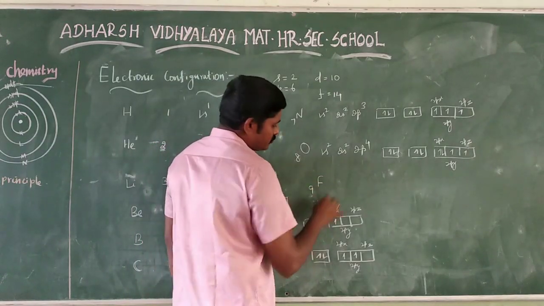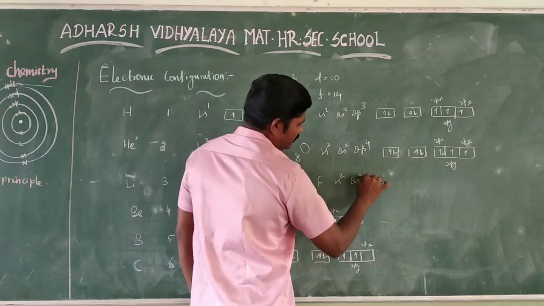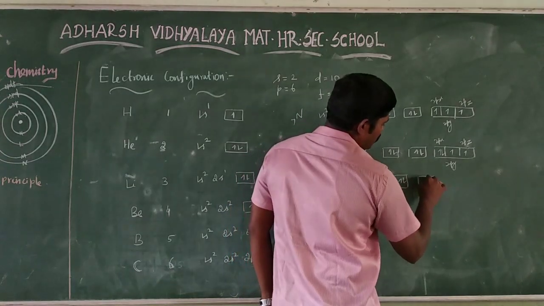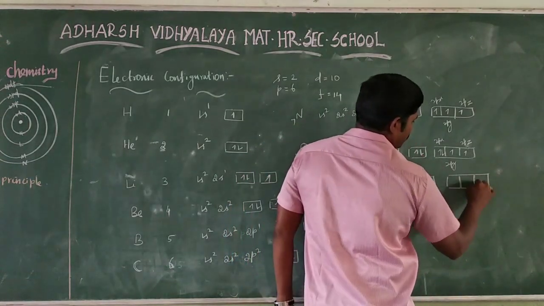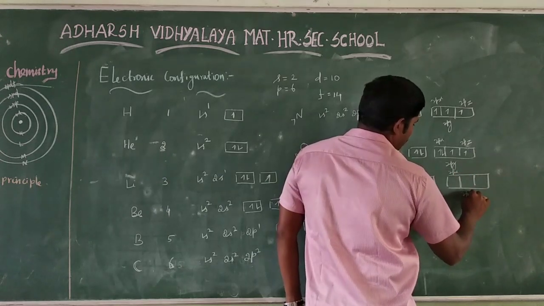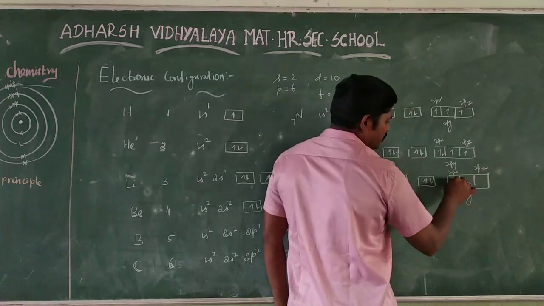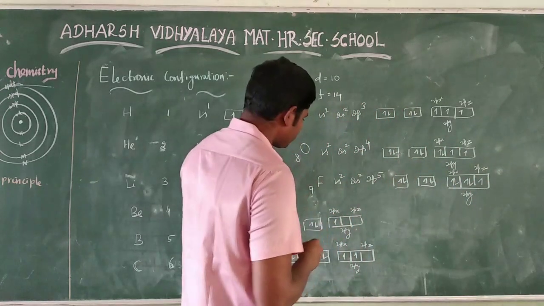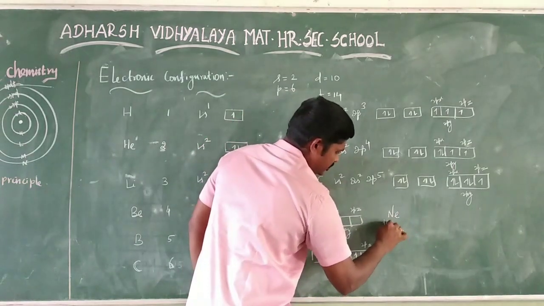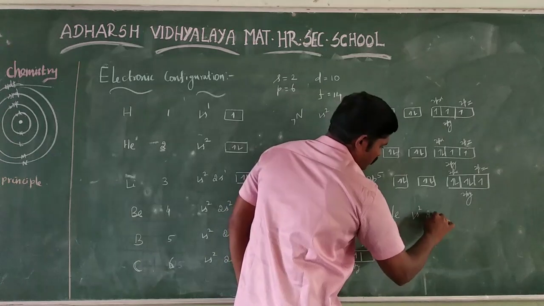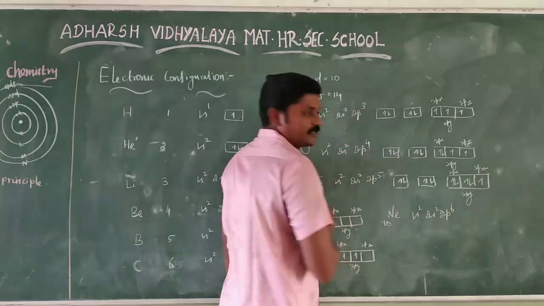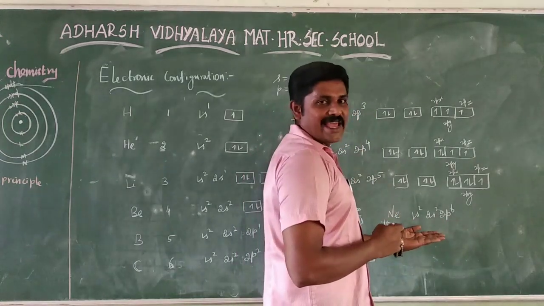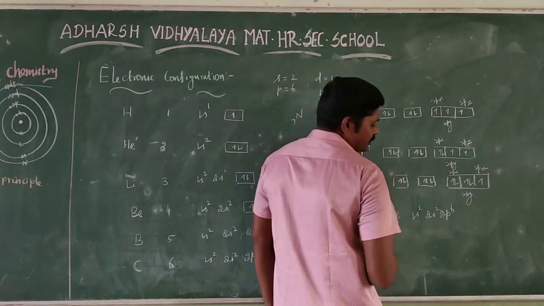Fluorine, 9: 1s2, 2s2, 2p5. So 1s2, 2s2, 2px, 2py, 2pz: 1, 2, 3, 4, 5. Neon, 10: 1s2, 2s2, 2p6. The completely filled orbitals are more stable. Neon is an inert gas, a very stable element.